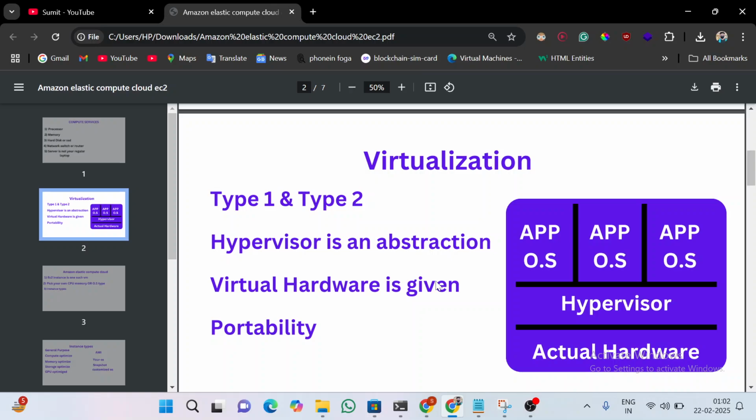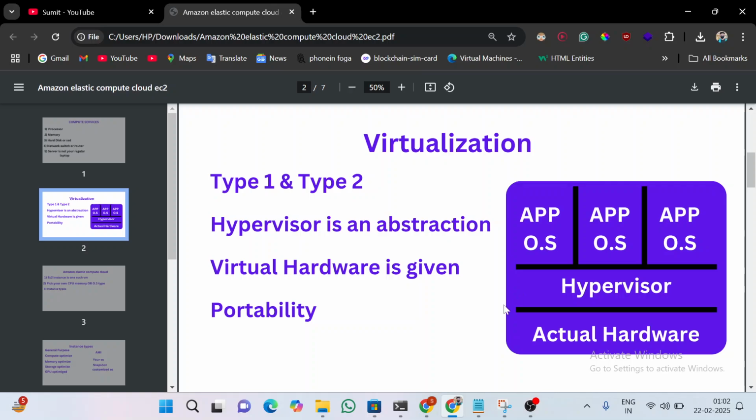But type 1 virtualization can happen at the hardware level itself. You don't need an operating system for that. AWS uses a type 1 hypervisor, and if I'm not wrong, they use the Xen hypervisor or something. You can Google it. A hypervisor is actually an abstraction. This is the very basic and brief structure of a hypervisor. You have your actual hardware, on top of it you have the hypervisor, then you can install an OS, and on your OS you can install your application.